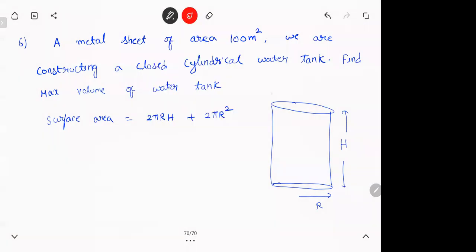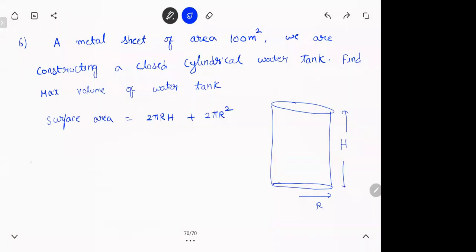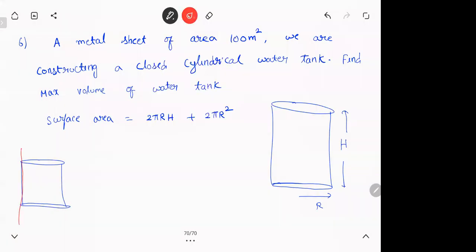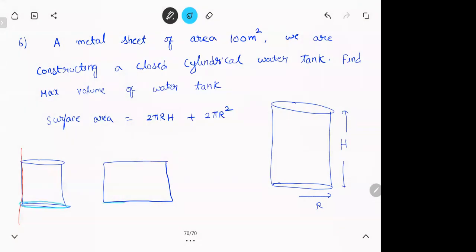Take a scissor and cut it here, okay? Cut it. Then open it. What do you get? If you take a cylinder and cut it with a scissor here, you'll get a rectangle, right? This is the circumference. That will be this length, 2 pi r. This is h, so this is h, right?